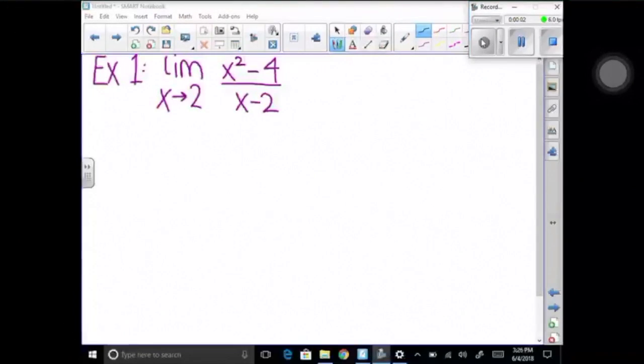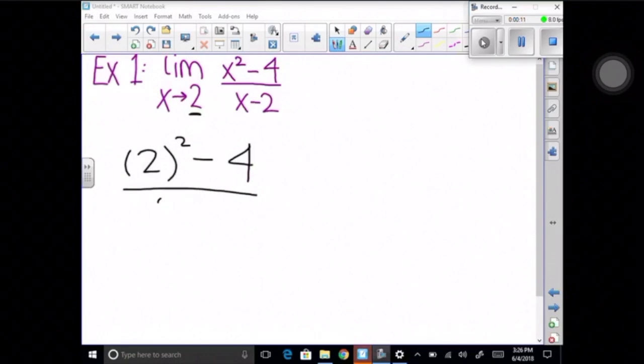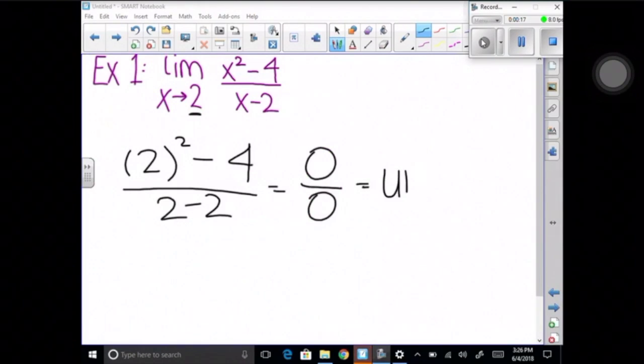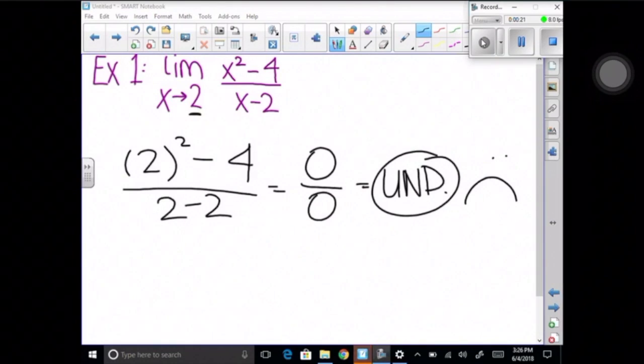So for this problem, your a would be 2. If you plug in 2, you get 2 squared minus 4 over 2 minus 2, which equals out to 0 over 0, which is undefined, which is sad face because it doesn't work.